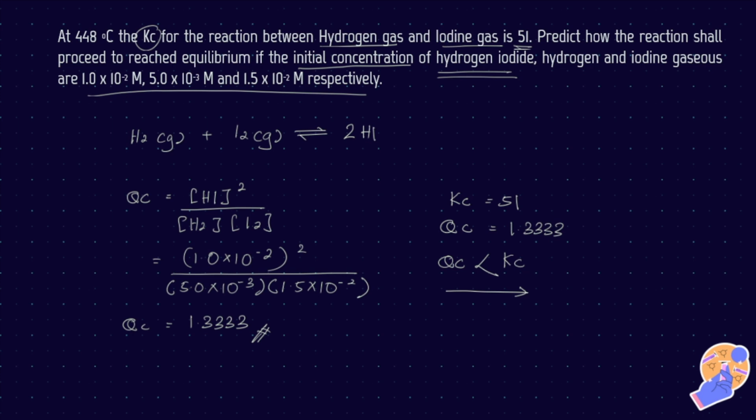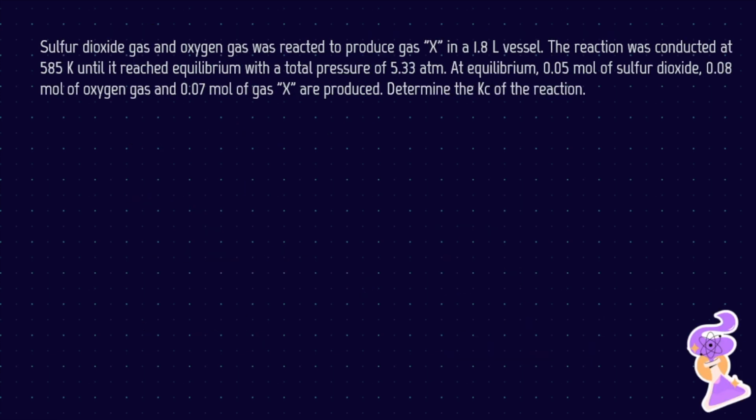So when it proceeds to the right, it shall form more product. So you might also want to say that this reaction is a product favored reaction. Right, so this is the final answer for the second question. Let's move on to question number 3.